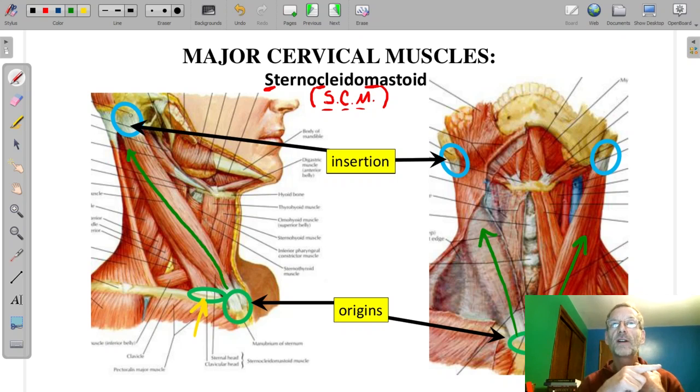I turn my head that direction. It's this one, the right one, which makes sense. It's pulling the mastoid process more in line. Turn the head the other way. I pull the mastoid process in that direction. Okay, enough of the SCM.